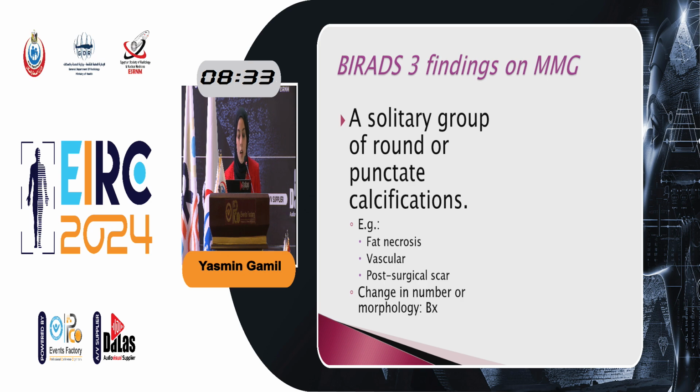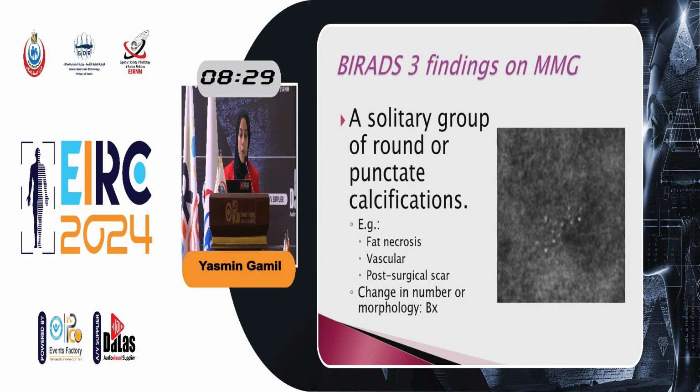BI-RADS 3 findings on mammography include also a solitary group of round or punctate calcifications. However, they might be benign in nature, like in fat necrosis or post-surgical scar. On follow-up, if they change in number or morphology, biopsy should be recommended.